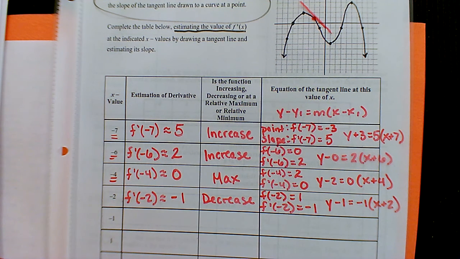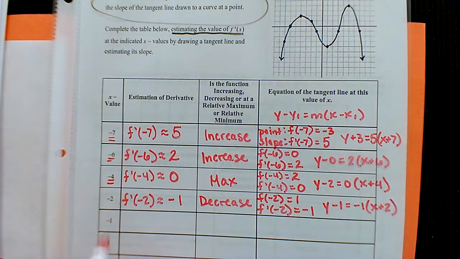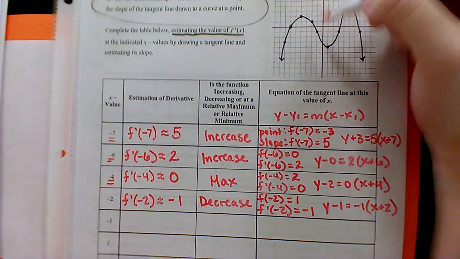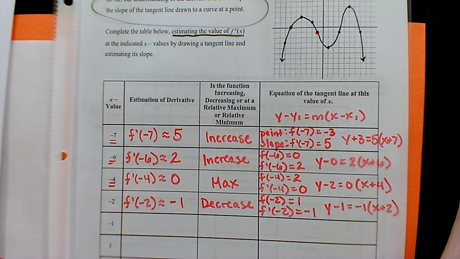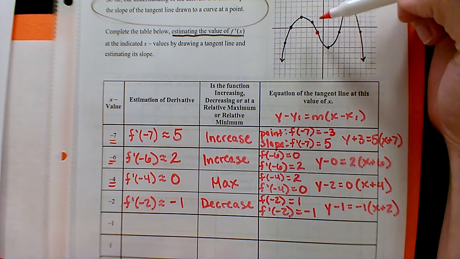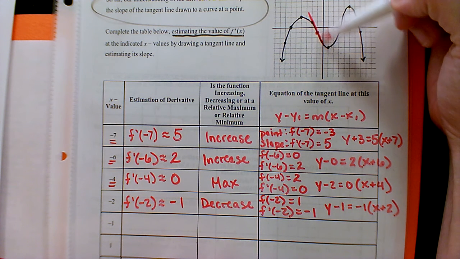Am I going too fast? Pretty good? Alright, let's check out our next one. X value of -1, that's our next point. This one's a little tricky to draw a tangent line, only touching that spot.